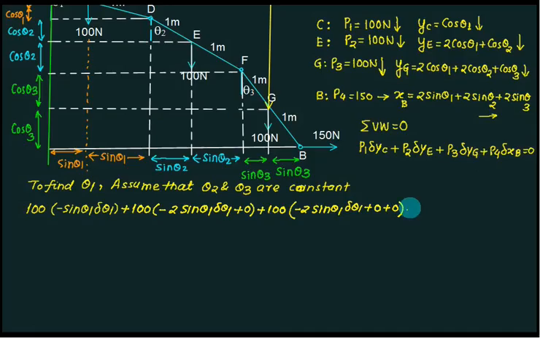Then another term is plus 150. Now remember again, I am differentiating with respect to what? Theta 1. So what is the derivative of 2 sin theta 1? The partial derivative is 2 cos theta 1 into del theta 1. The derivatives of sin theta 2 and sin theta 3 are 0. And the right hand side is 0. Check that your del theta 1 is cancelled throughout.